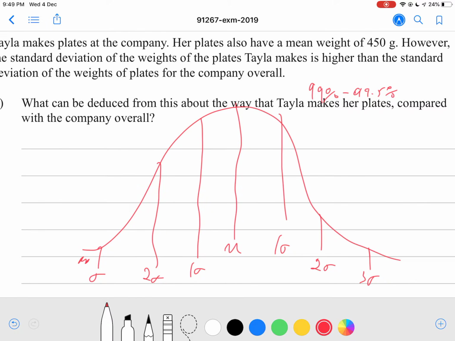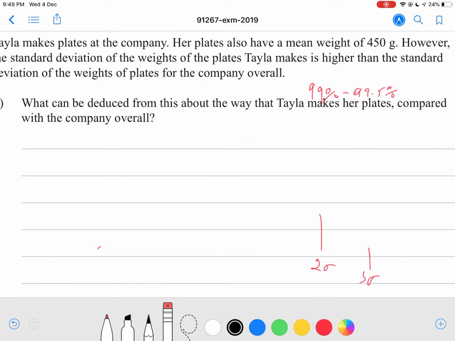What we know about a high standard deviation is that each standard deviation is going to have a bigger distance from the mean, because each standard deviation is greater. Hence, our total graph will have a higher spread. So Taylor will be making her plates with a bigger range. She might make more lighter plates and more heavier plates than the company, because she has a higher spread. So basically, a very different range.